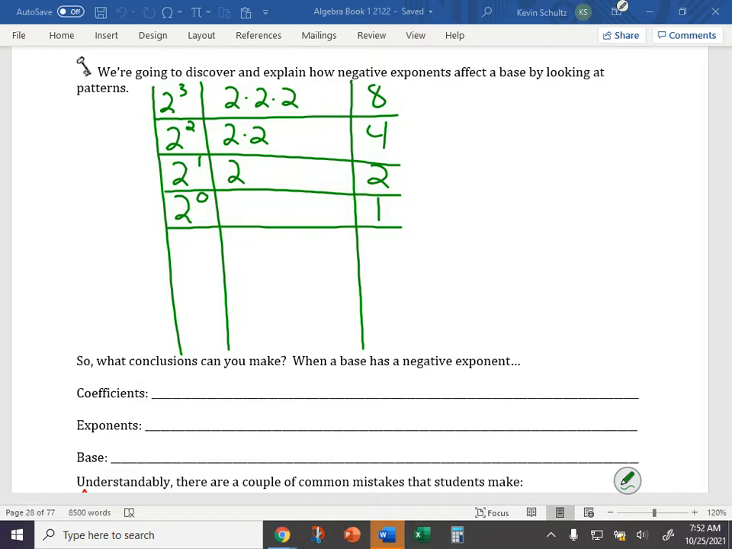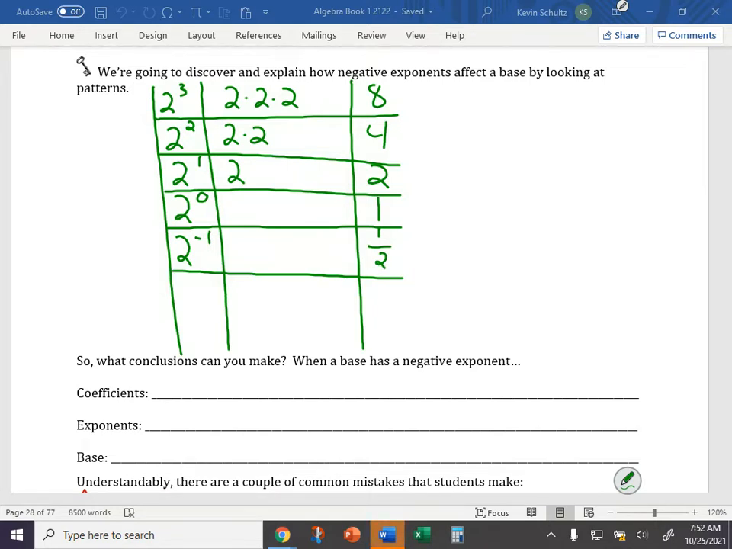But what's going to happen here for 2 to the negative first? I've kept my pattern on the left column the same. I've decreased my exponent by 1 again, right? From 3 to 2 to 1 to 0, now to negative 1. Following the pattern, what's the value of that going to be, Christopher? 1 half.